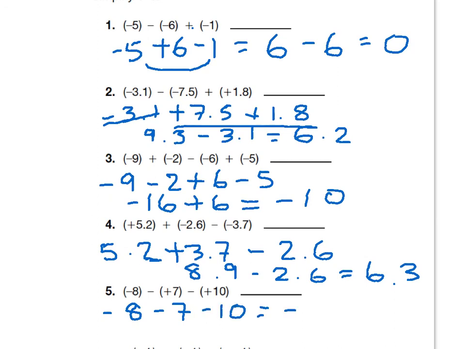On my last one, I have negative 8, negative 7, and negative 10. 3 negatives are going to make a bigger negative, so I just have to add them all together. When I look at those, I see 10, 18, 25, so negative 25.